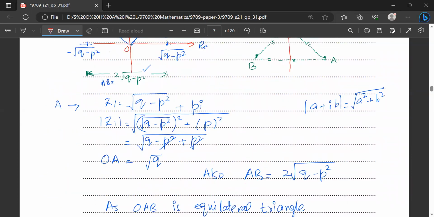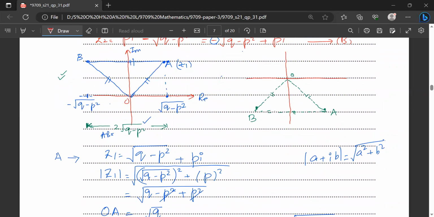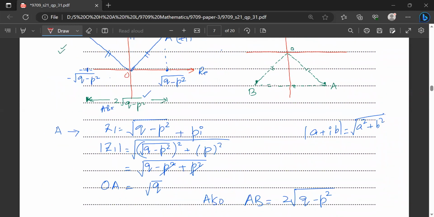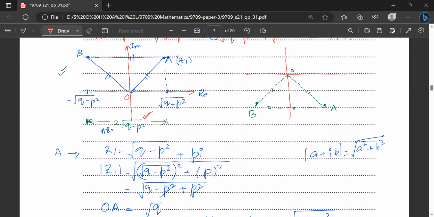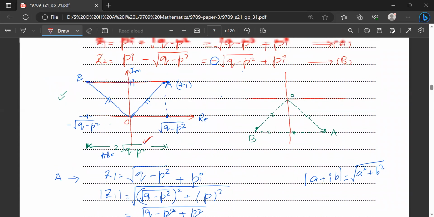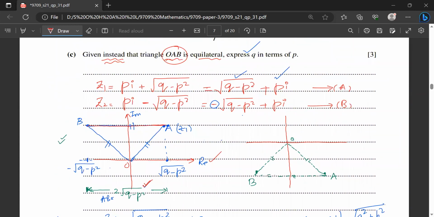So I use the fact that in an equilateral triangle, all lengths are equal. You can find this length by using the direct approach, or you can apply the distance formula. So why is this line horizontal? This is an important thing. This line is parallel to the real axis because their imaginary parts are equal. So the height is the same.